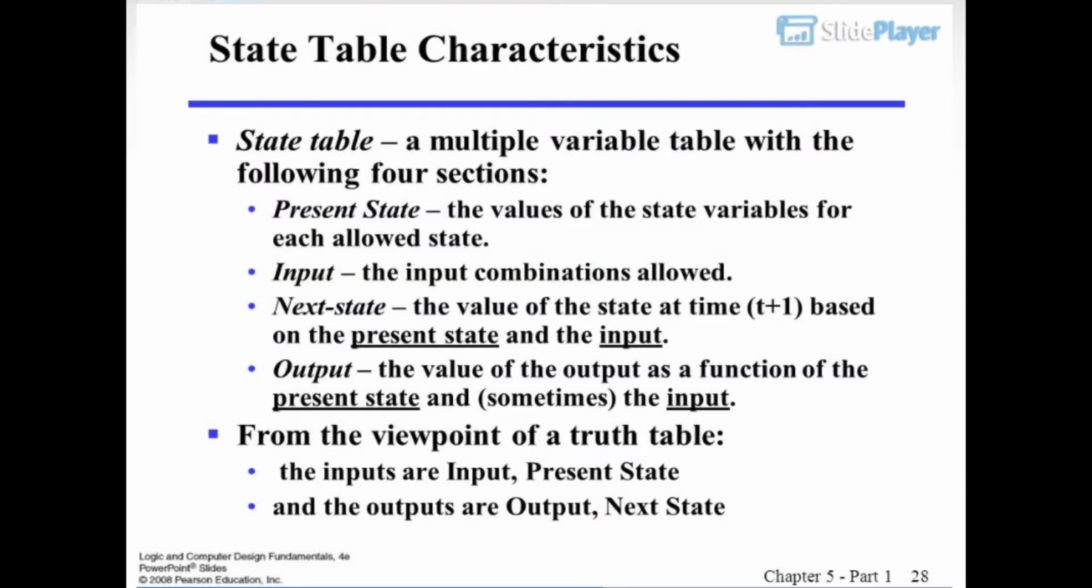State table characteristics. A state table is a multiple variable table with the following 4 sections. Present state, the values of the state variables for each allowed state. Input, the input combinations allowed. Next state, the value of the state at time t+1, based on the present state and the input. Output, the value of the output as a function of the present state and, sometimes, the input. From the viewpoint of a truth table, the inputs are input and present state, and the outputs are output and next state.